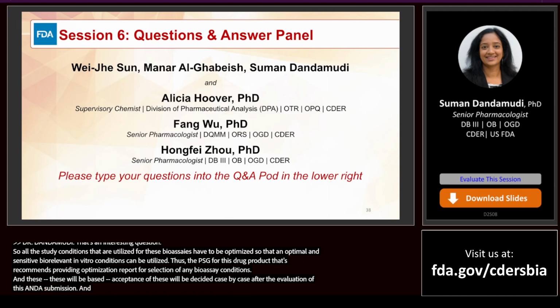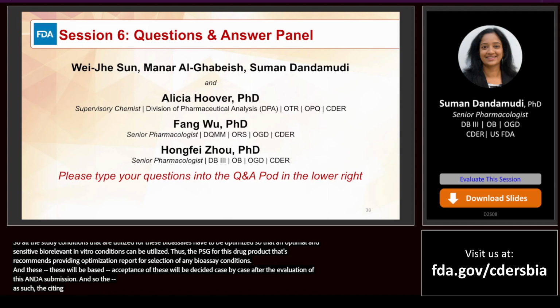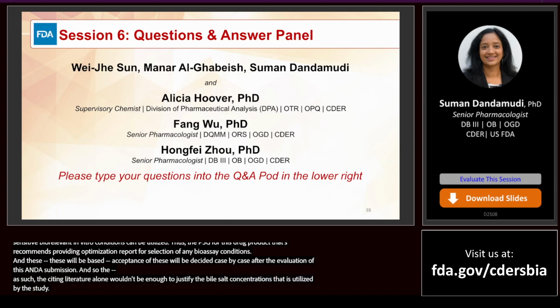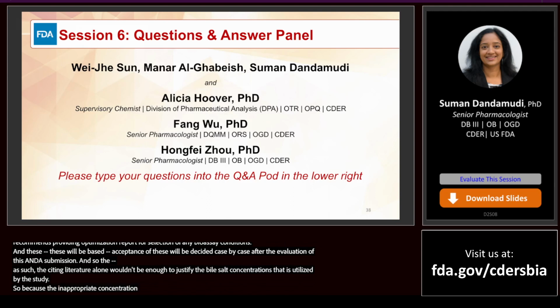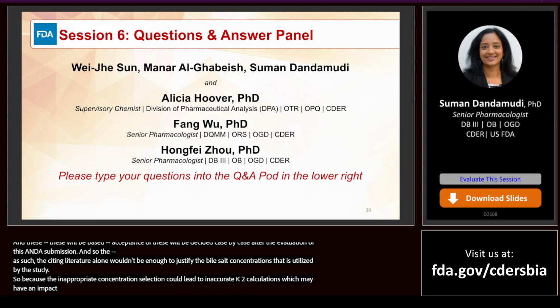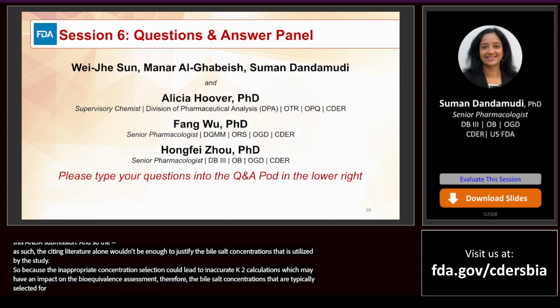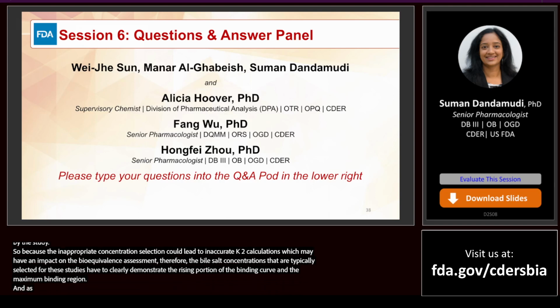So citing literature alone wouldn't be enough to justify the bile salt concentrations that are utilized for conducting the study. Because inappropriate concentration selection could lead to inaccurate K2 calculations, which may have an impact on the bioequivalence assessment. Therefore, the bile salt concentrations that are typically selected for these studies have to clearly demonstrate the rising portion of the binding curve and the maximum binding region. And as such, they should have enough points in this linear portion to have appropriate estimation of this K2 Langmuir constant. Thank you.